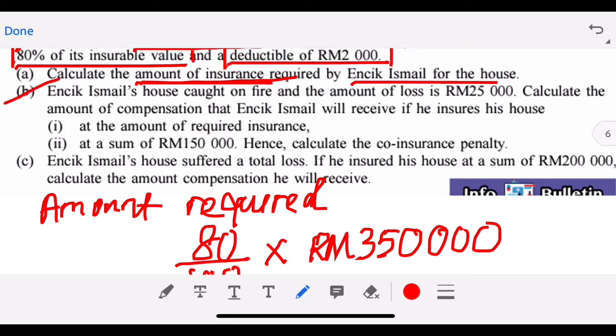Unfortunately, Inche Ismail's house caught fire, and the amount of loss is 25,000.